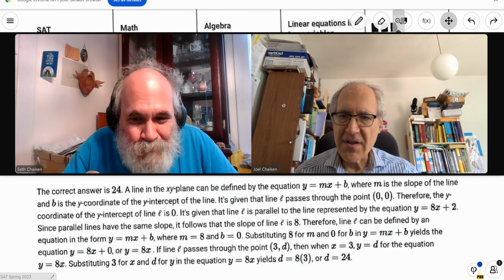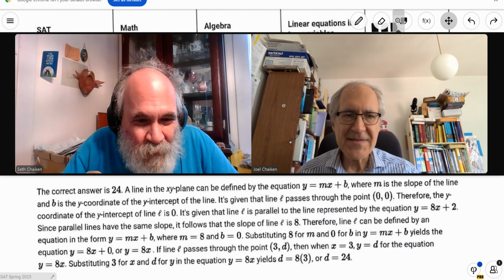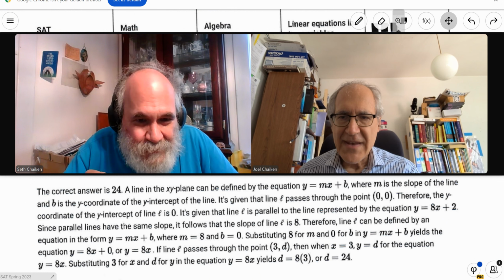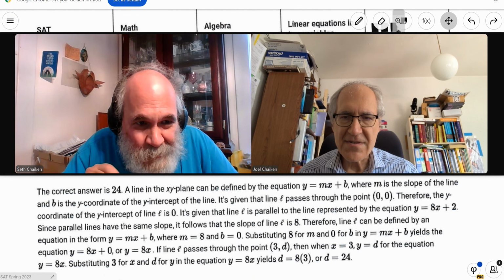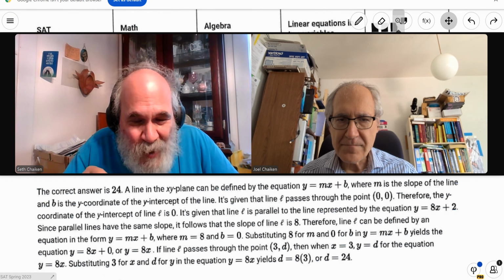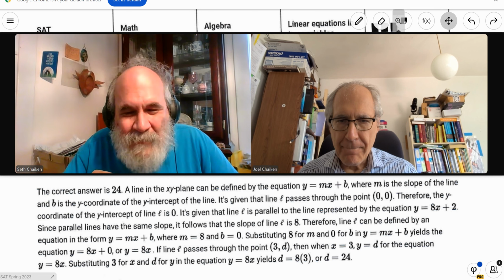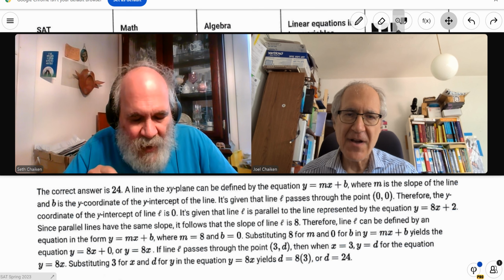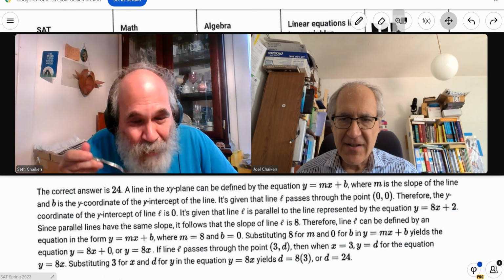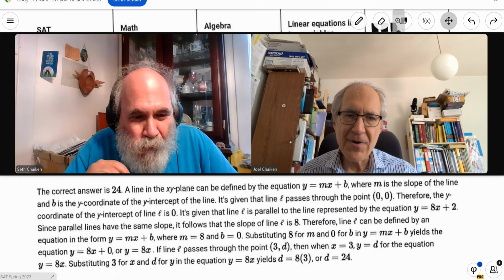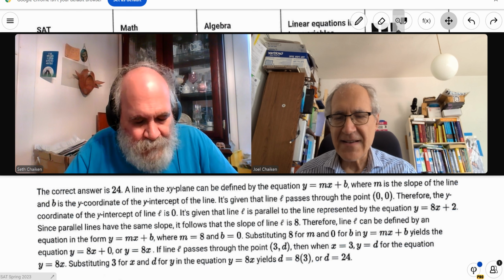We can make this a little smaller, and we can read it. Correct answer is 24. A line in the xy plane is y equals mx plus b, where m is the slope and b is the y coordinate of the intercept. They solve for b first, so it's 0. Oh no, they don't solve for b first, they just say that. Okay, I won't jump ahead. Therefore the y coordinate of the intercept is 0. Given the line L is parallel, since parallel lines have the same slopes, the slope is 8. Therefore, L can be defined by the equation that Seth wrote, second to the last line.